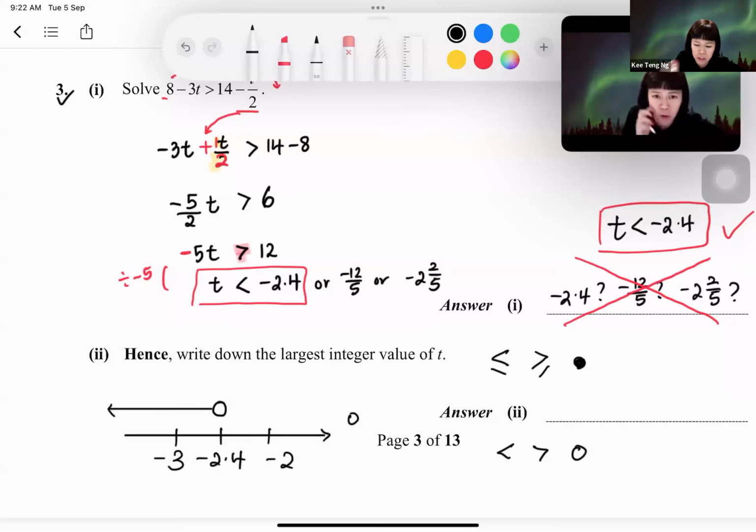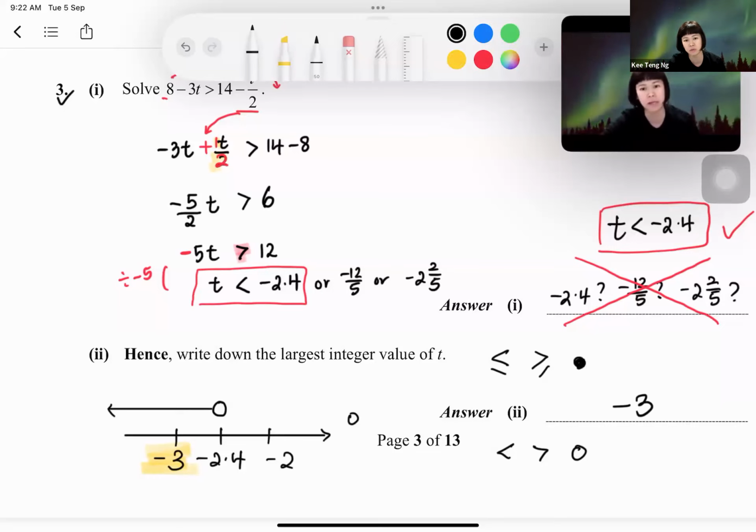Out of here, which is the largest integer value that is smaller than 2.4? The number will be negative 3. Teachers like to test this kind of question for negative integers. Sometimes students will mix up and write negative 2 as the answer, which would be incorrect.